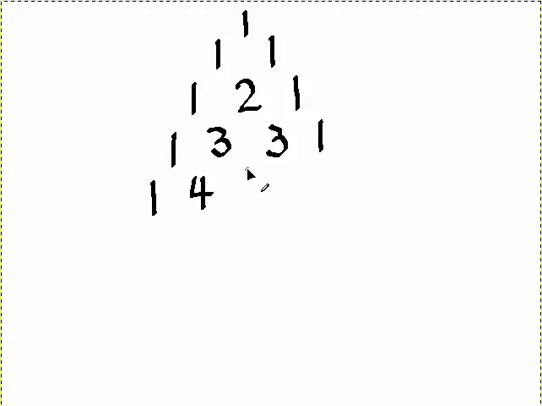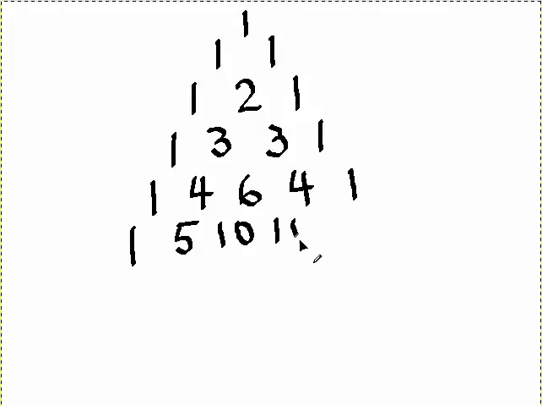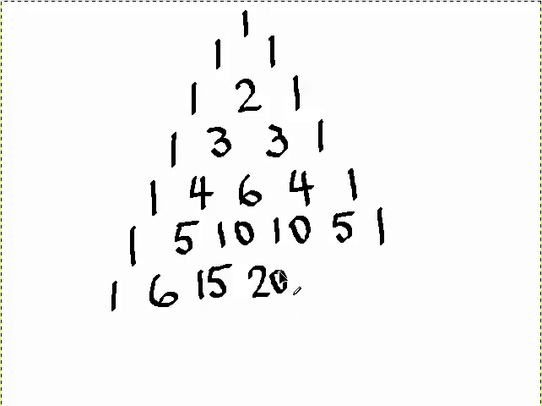And it starts to look a little bit different here. Notice 3 and 3 here is 6. And then 4 and 1, 5. We'll just do 1 or 2 more rows. This time I've got 10, 10, 5, 1, and we'll just do one more row. 1, 1 and 5 is 6, 5 and 10, 15, 10 and 10, 20, 10 and 5, 15, 5 and 1, 6 and 1.